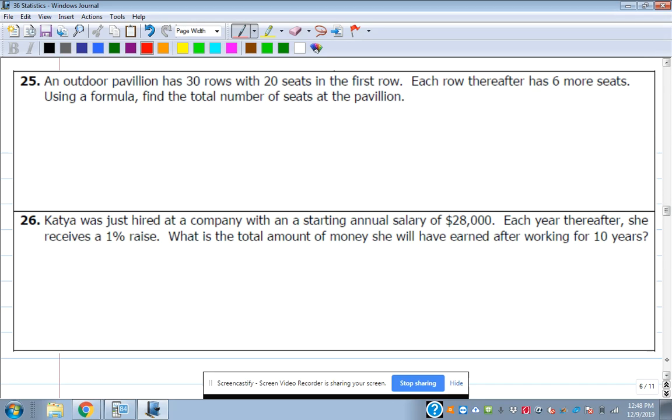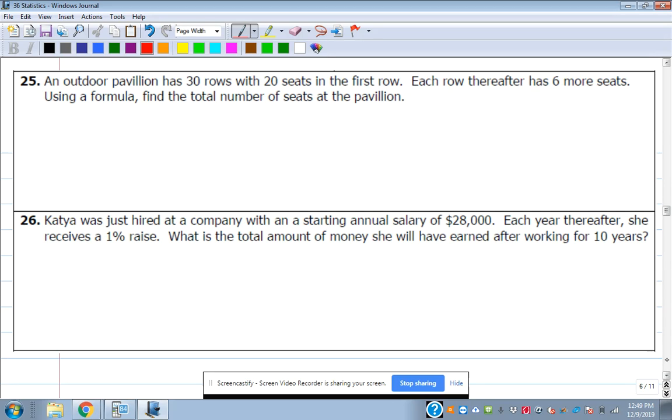Is this geometric or arithmetic? Justify that. What's it take to be geometric? Okay, so for the first row, I got 20. How many seats are in the second row according to the directions? It says there's 6 more in the next row, so that'd be 26. And then the third row would have how many? 32. Am I multiplying to get to the next one? No, I'm adding 6 every time. So this is an arithmetic sequence buried inside of a word problem.